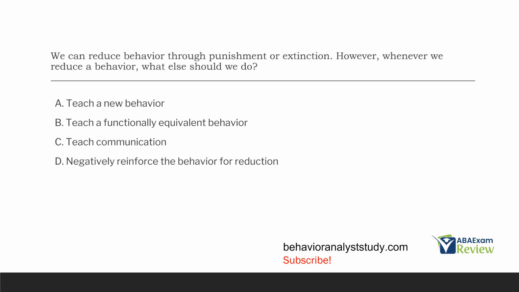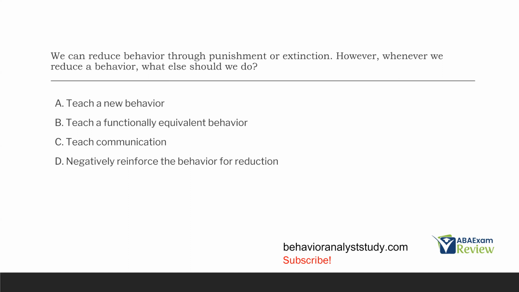So if we are reducing a behavior, what else should we do? A, teach a new behavior. Sure, right? We want to teach a new behavior, but are there more specifics, right? We're looking for the best answer, the most precise. Well, B, teach a functionally equivalent behavior is much better than teaching a new behavior. If I take away screaming, which is how you get food, me teaching you a new behavior of writing your name on the wall or writing your name on a piece of paper, that's not the same thing. That's not meeting the same function.